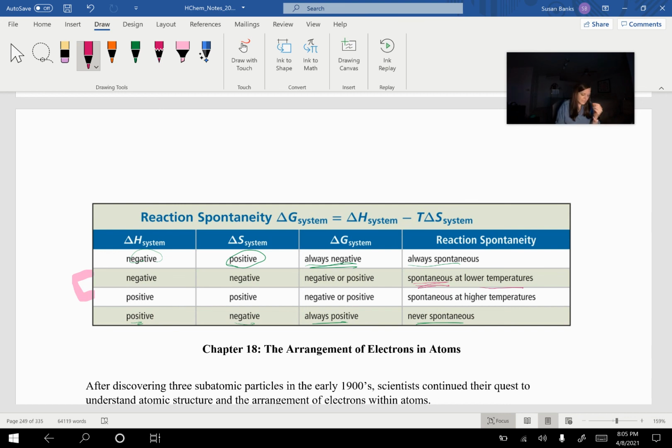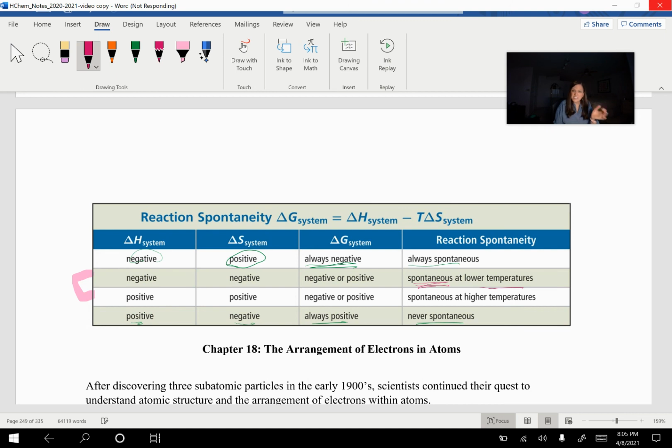Okay? This next one's the opposite. If I have a positive delta H, meaning that I have an endothermic reaction, I have to put energy in, but I'm creating more chaos, positive entropy. Delta G can be negative or positive depending on the temperature. These are going to be spontaneous at higher temperatures. So the warmer it gets, those are going to be more spontaneous. This is just like our melting the ice dilemma that we had.